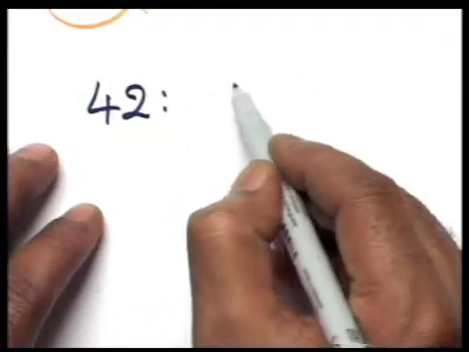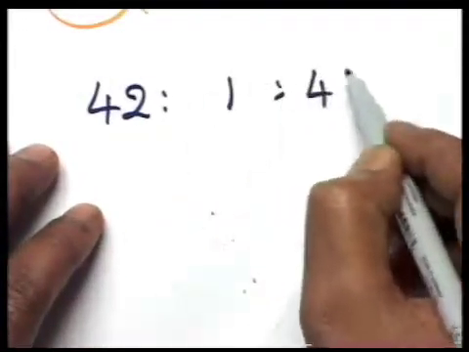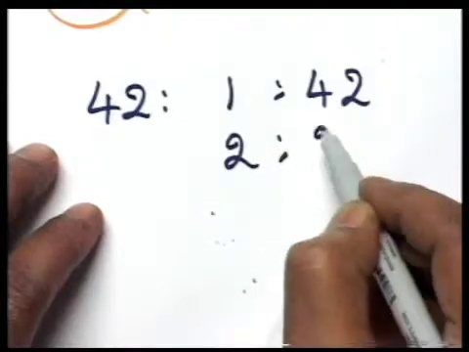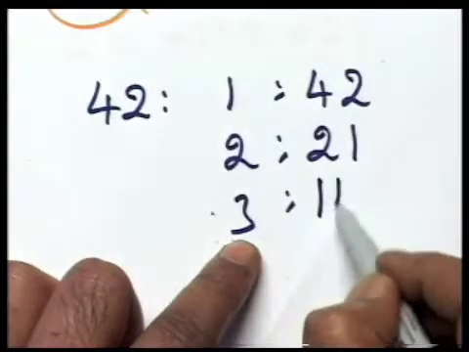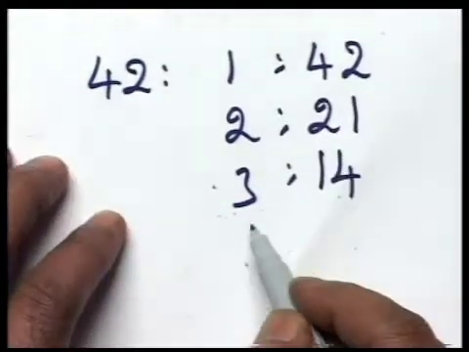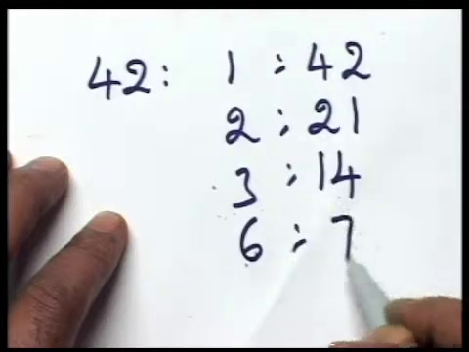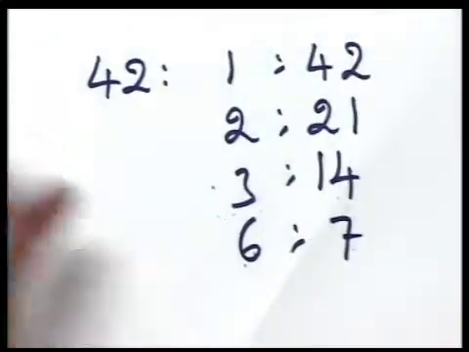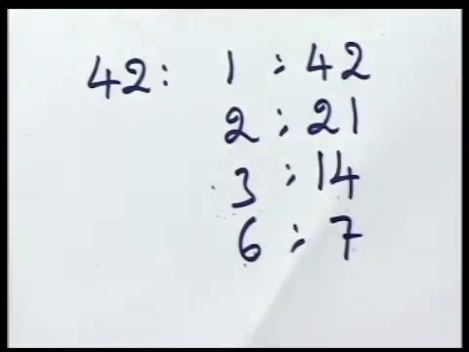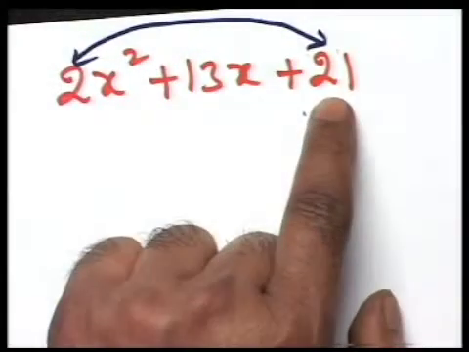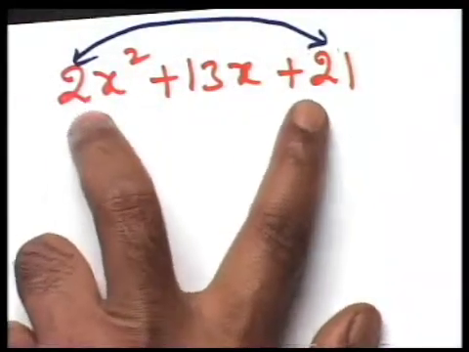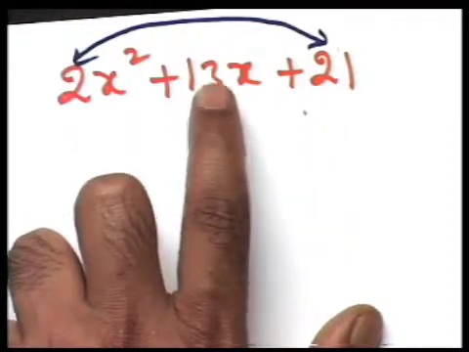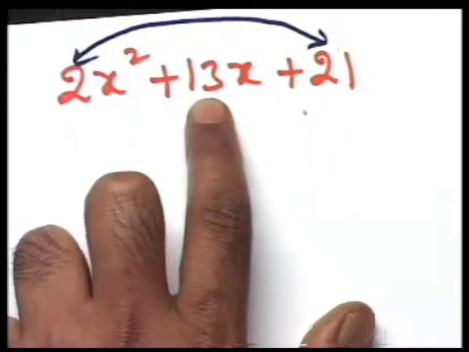The factors start from 1. It's 1 times 42, 2 times 21. Of course, the 3 table goes into 42: 3 times 14 is 42. Then 4, 5, 6. Yes, 6 times 7. Right? Those are the 4 pairs of factors. Now, what's the question? Just go back and check, please. The question says the last number is 21. Great. The first number is 2. So when you multiply, you're supposed to get 42. And when you add the 2 numbers, you're getting this.